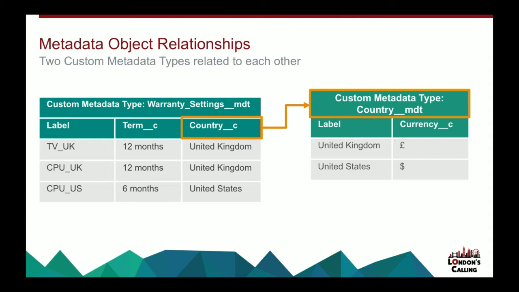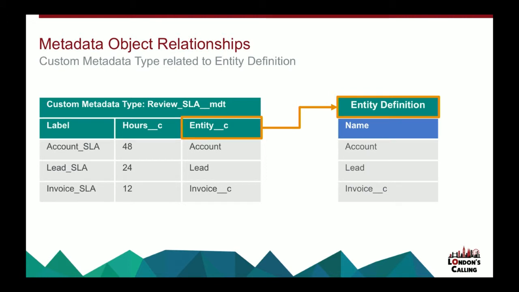In this example, my warranty settings custom metadata type has a lookup to another custom metadata type that represents country information. But custom metadata types aren't the only kind of metadata in an organization. There are other kinds of metadata, like entity definitions. So you can create relationships between custom metadata types and entity definitions because they're both kinds of metadata. I can even take that a step further.